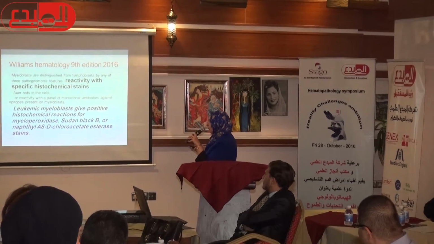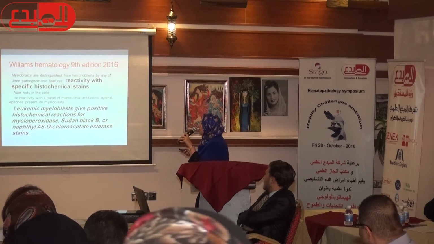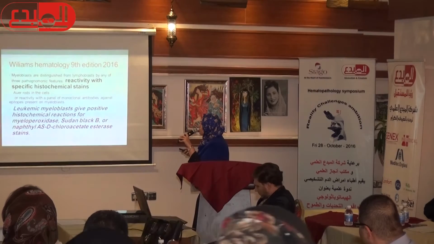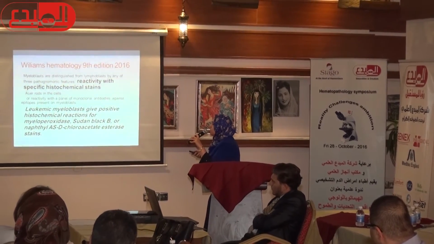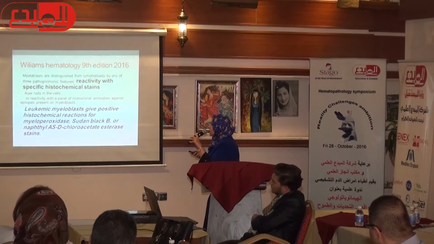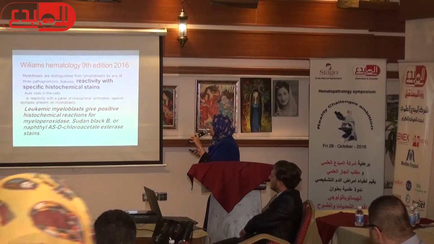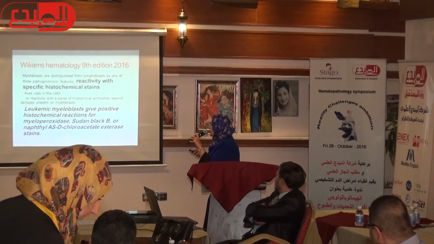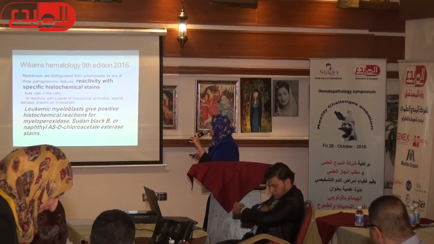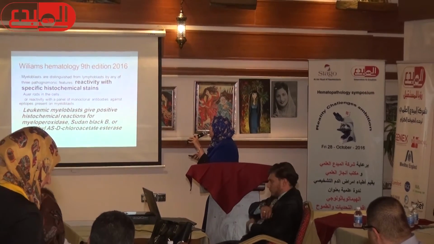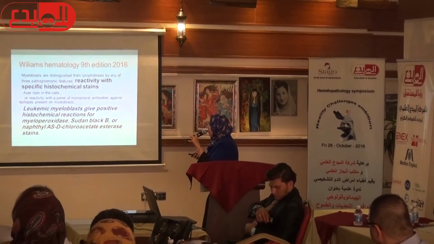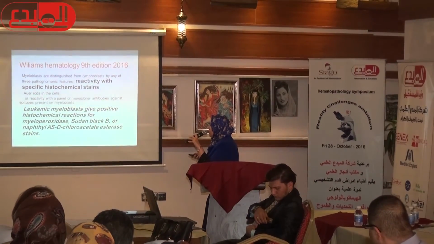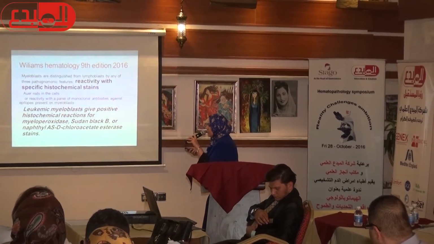Williams Hematology, 9th edition, 2016, said that myeloblasts are distinguished from lymphoblasts by any of three pathognomonic features: reactivity with a specific histochemical stain, this is the first; Auer rods in the cells; or reactivity with a panel of monoclonal antibodies against epitopes present on myeloblasts. Leukemic myeloblasts give a positive histochemical reaction for myeloperoxidase, Sudan Black B, or naphthol AS-D chloroacetate esterase stain.